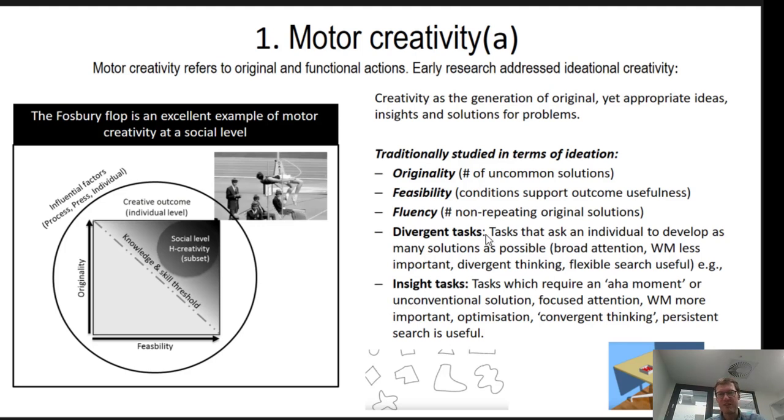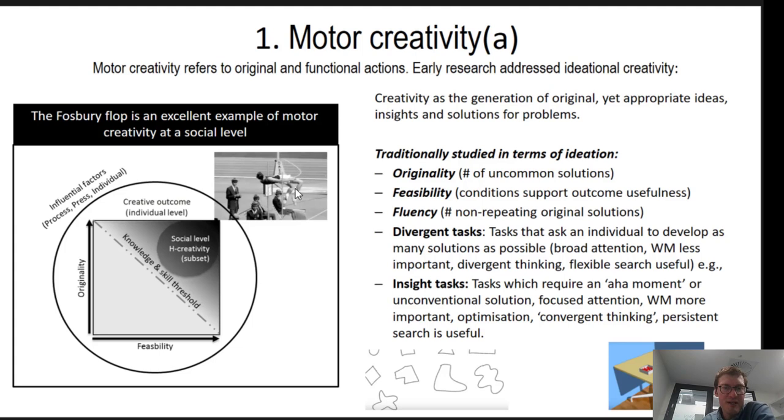Okay? And we generalize their behavior under those conditions to the population and think that might be an interesting way to see if we can understand creativity and then extend those findings to see if we can support creativity at a social level. And yes, the example I like to use when talking about creativity, just to reinforce what I'm talking about, is the Fosbury flop.